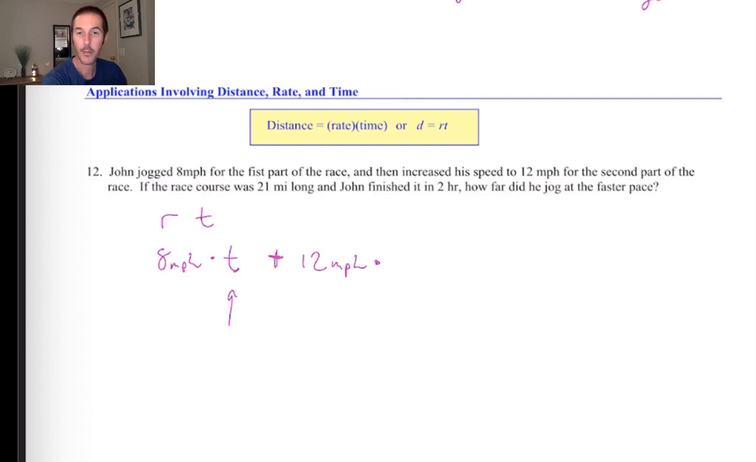Times some other amount of time. Maybe he spent the same amount of time running at these two different rates. I don't know. But let's pretend it's a different amount of time. Well, how much time did he spend running total? The answer to that question is 2 hours. So out of those 2 hours, if he already spent T amount of time running at 8 miles per hour, he's got the rest of those 2 hours left over that he spends running at 12 miles per hour.